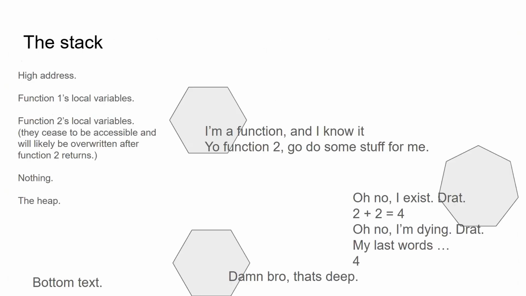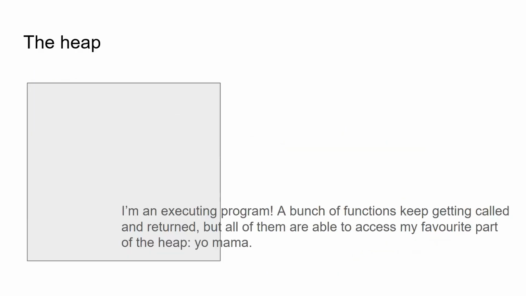Let's see. We've got the stack. Stack variables are local variables, so like the function that makes them. Once that function returns, they get deallocated and overwritten oftentimes. There's the heap where you can keep your global variable.